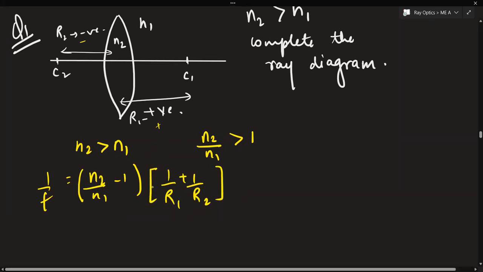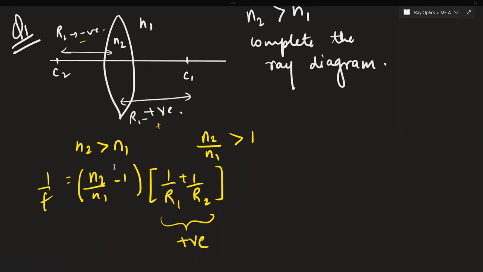Now see class, this term is positive. Look here. This term N2 by N1, this is greater than 1. So tell me class, if this term is greater than 1 and you're subtracting 1 from this greater term, will we get this entire term as positive or negative according to you?